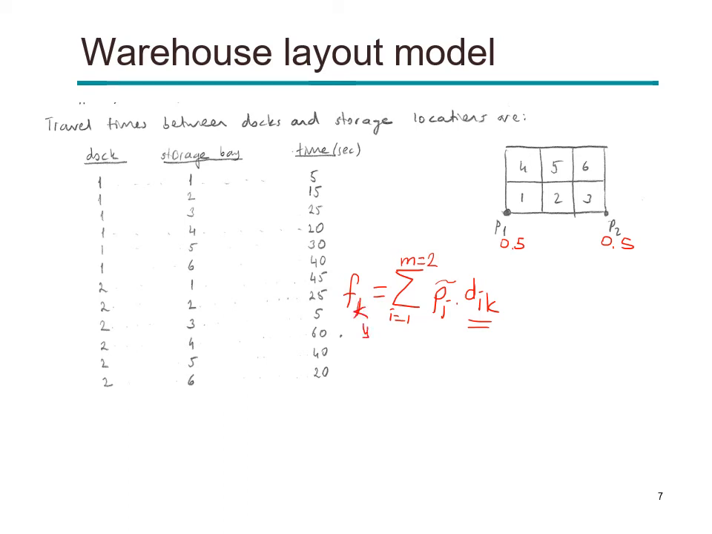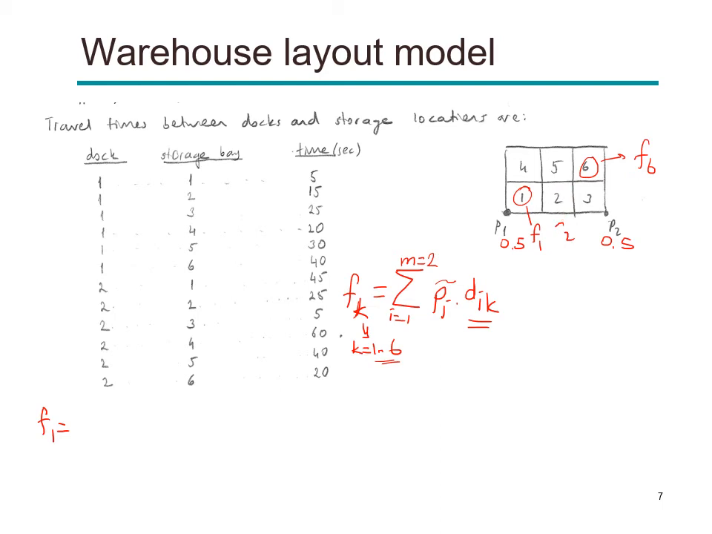So for each storage location, k from 1 to 6 for this example, we will calculate f_k. For this storage location, we will calculate F1. For this one, we will calculate F2. And for this one, we will calculate F6. So let's calculate F1. What is F1?